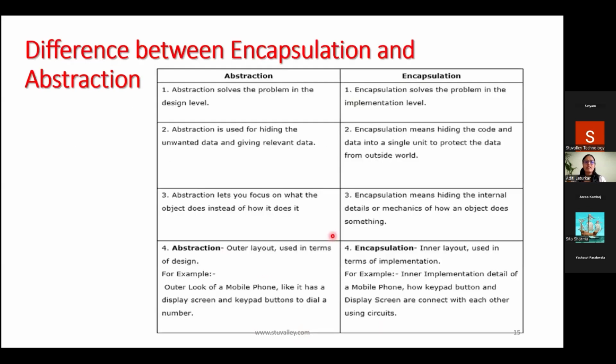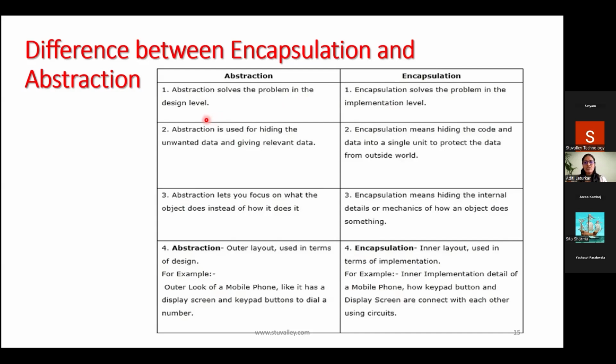So the main difference between abstraction and encapsulation, as I told you, is that abstraction hides the functionality and encapsulation hides the data. First, abstraction solves the problem at the design level. We are achieving abstraction at the designing level, not at the implementation level. We are not changing anything; we are only changing the design of your application by using abstract classes and interfaces.